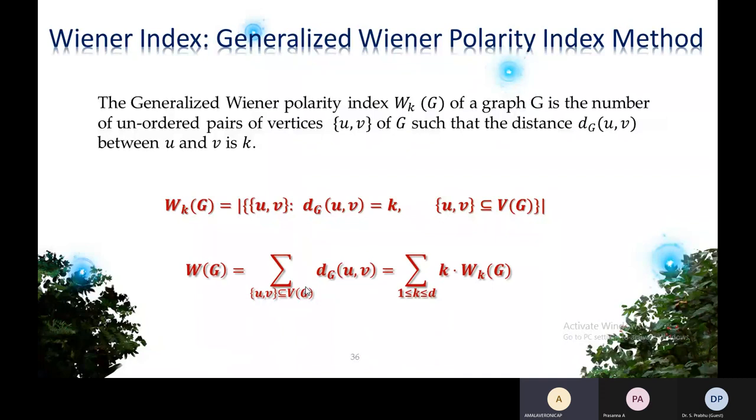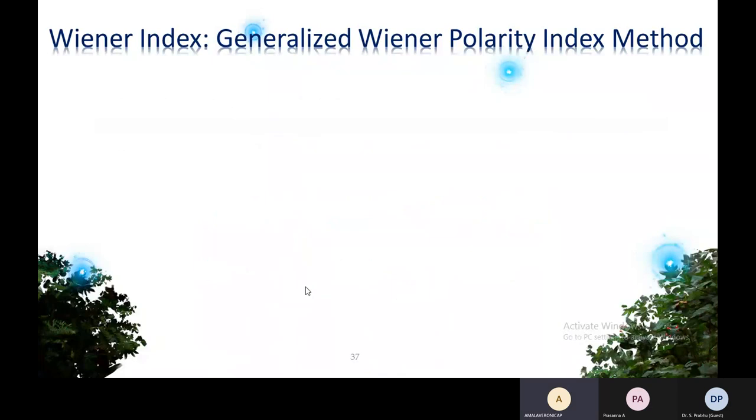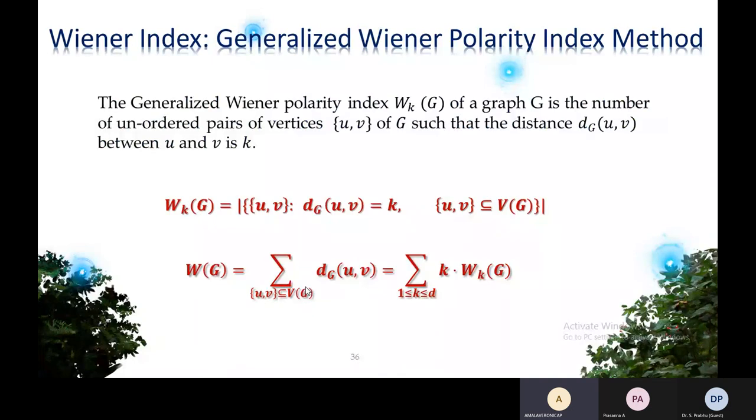You are just categorizing the pairs of vertices with respect to their distance: distance-one pairs separately, distance-two pairs separately, distance-three pairs separately, and finally going up to the diameter distance pairs. Obviously, when you reach the diameter, all pairs will come under 1 to the diameter. So that is this method. We are proposing another method, though it is already there in the literature. This method will help you in computing the Wiener index for the cases of failure.